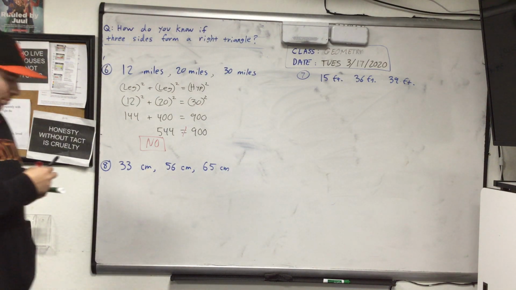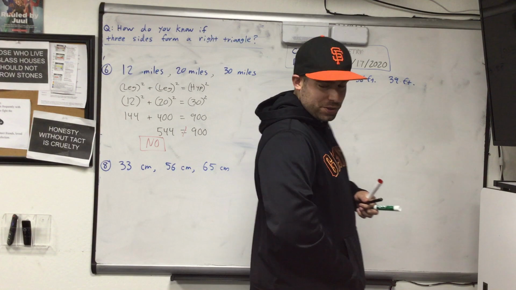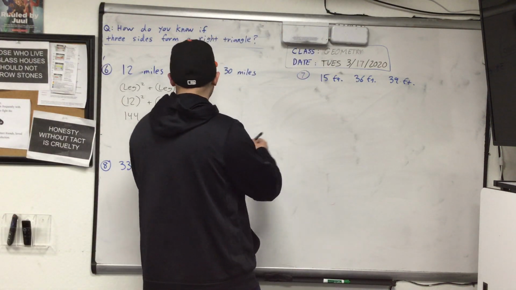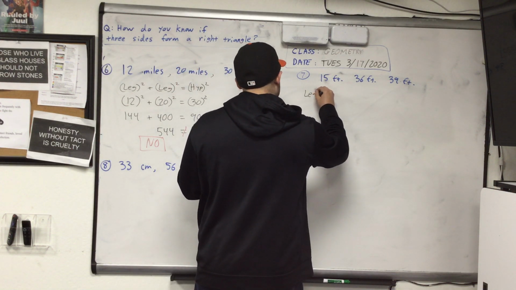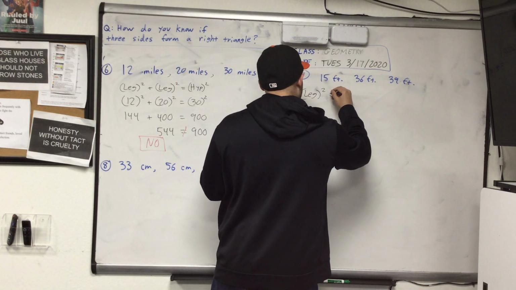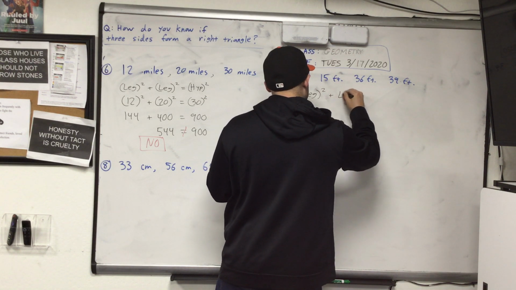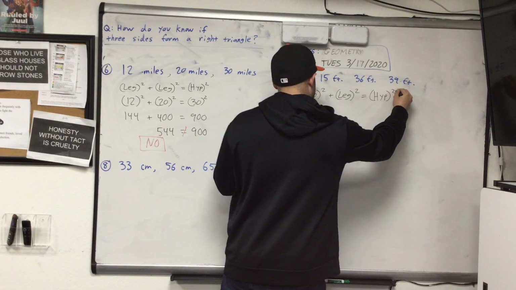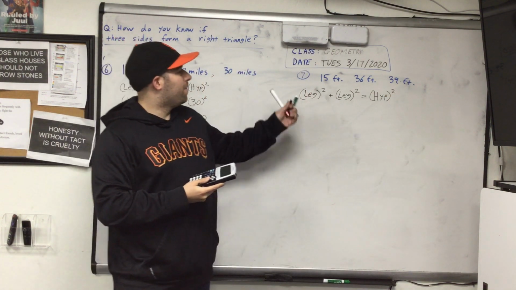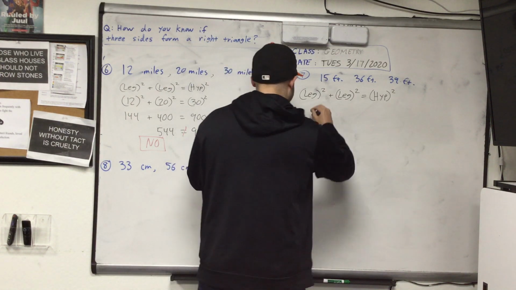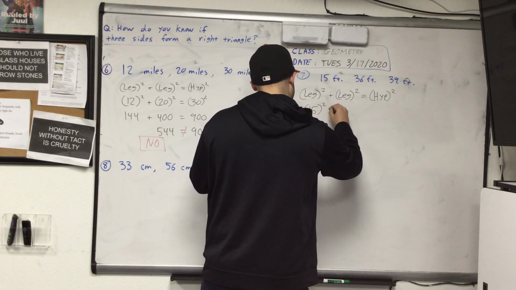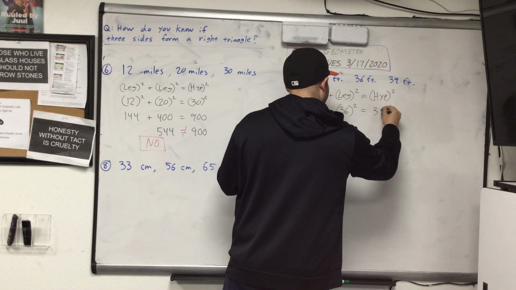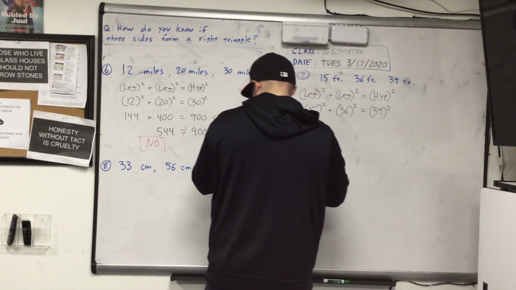Number 7. Oof, I'm going to need a calculator for sure. Let me get my calculator. 15 and 36 are going to be the legs. And 39 is going to be the hypotenuse. So let's get down to business. 15 squared, well, I think I can do that now. 15 squared is 225. I apologize, I do not know 36 squared or 39 squared, so that's where the calculator comes in.